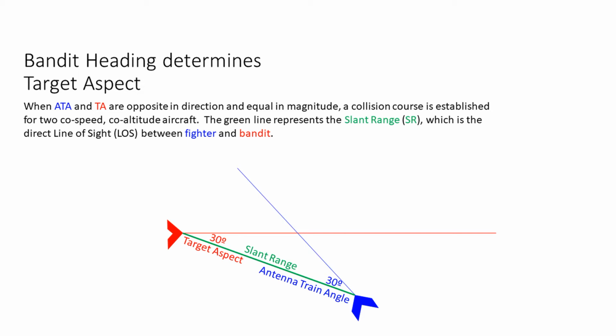When ATA and TA are opposite in direction and equal in magnitude, a collision course is established for two co-speed, co-altitude aircraft. The green line represents the slant range, which is the direct line of sight between a fighter and a Bandit. And normally that's an actual range. If these aircraft were 10 miles apart, it would be a slant range of 10 nautical miles. For the purposes of our explanation here, we don't need to assign a range to it.